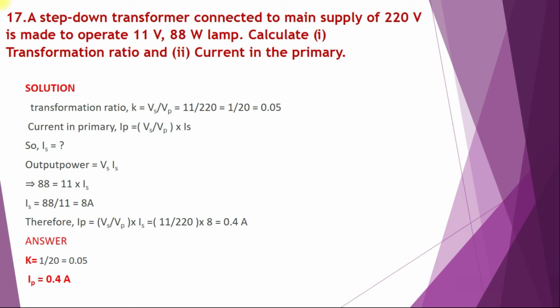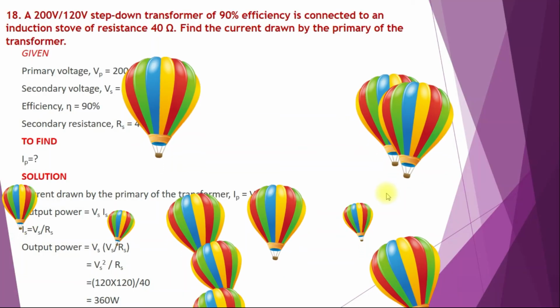So Is is found from the formula: output power is equal to Vs into Is. Output power is 88. So 88 is equal to 11 into Is. So Is is equal to 88 divided by 11, which is equal to 8 ampere. Therefore Ip is equal to Vs by Vp into Is. Substituting those values, 11 divided by 220 into 8, which is equal to 0.4 ampere. So the answer is the transformation ratio K is equal to 1 divided by 20, which is 0.05, and the current in the primary Ip is equal to 0.4 ampere.